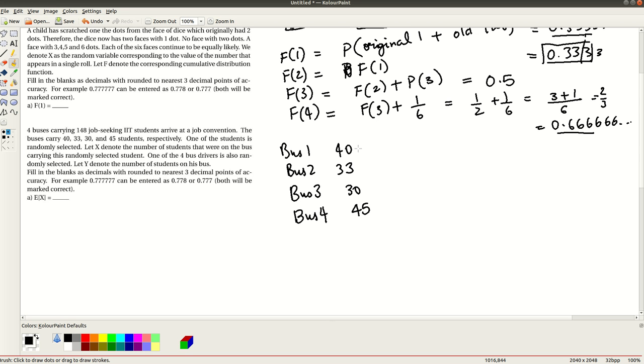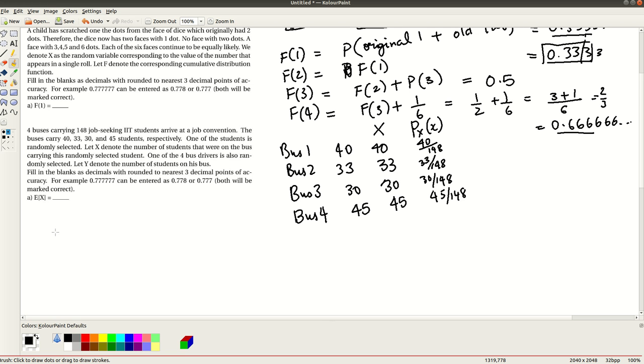So if I pick somebody from bus 1, the random variable x will take a value 40. This is going to be 30, this is going to be 30, and this is going to be 45. And what is probability px of x? So what's the chance that I choose somebody from bus 1? So this is again 40 over 148. This is 33 over 148. This is 30 over 148 and 45 over 148.